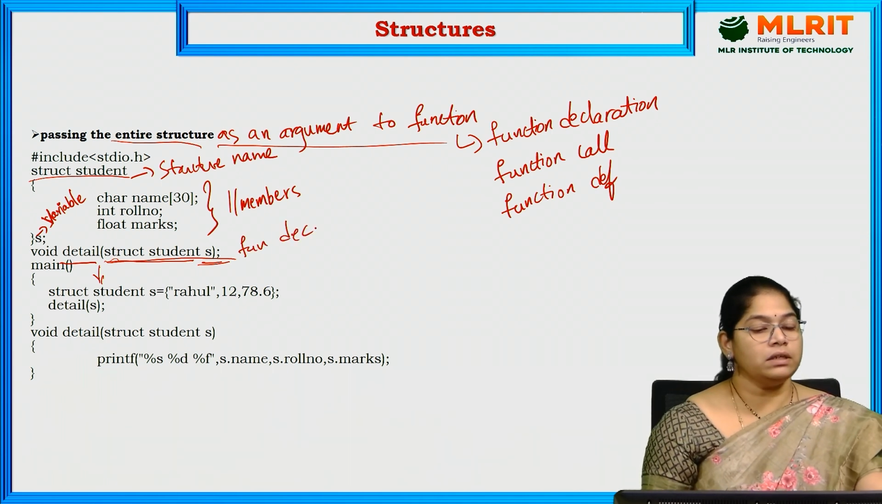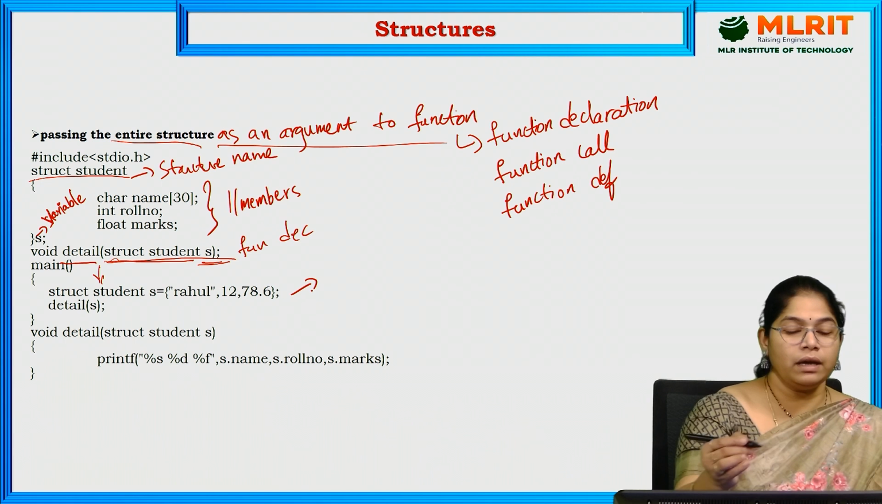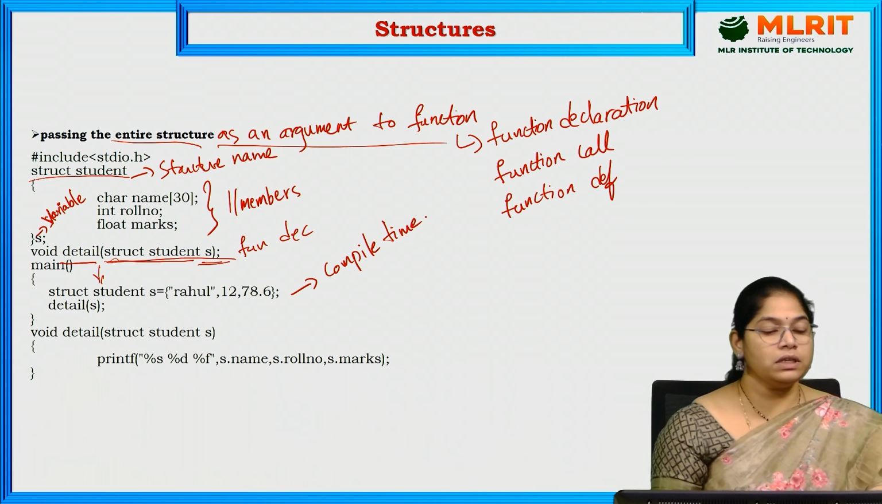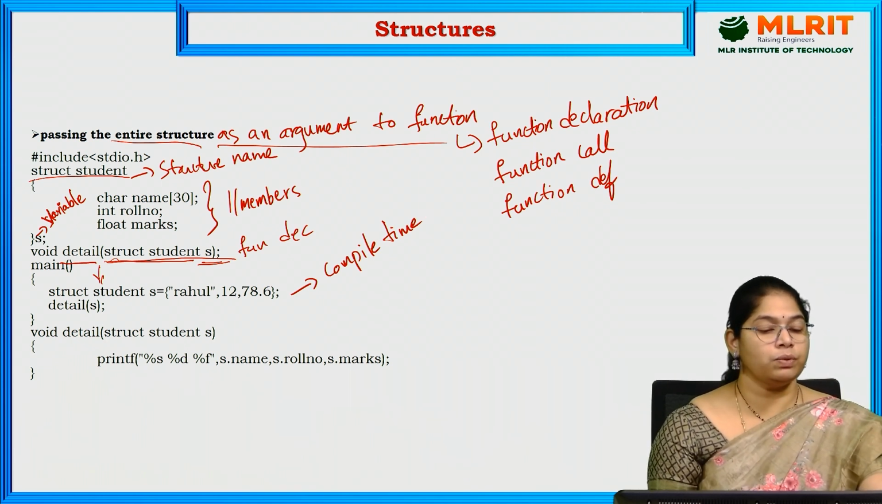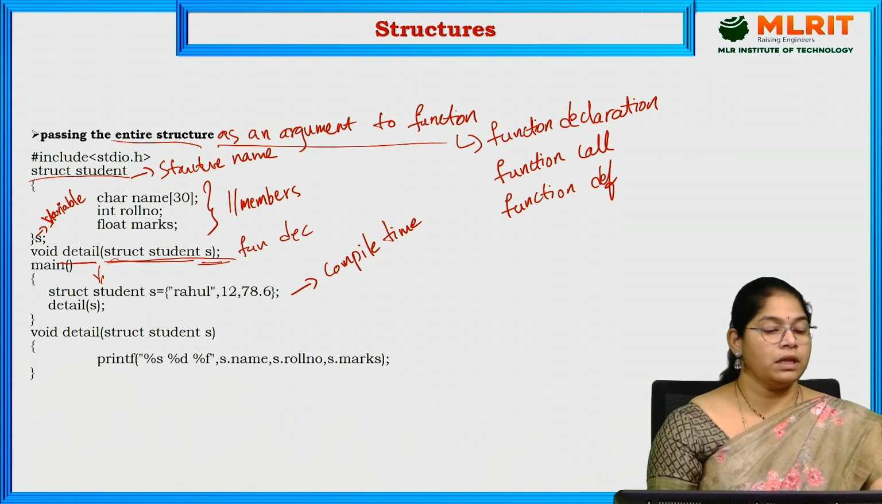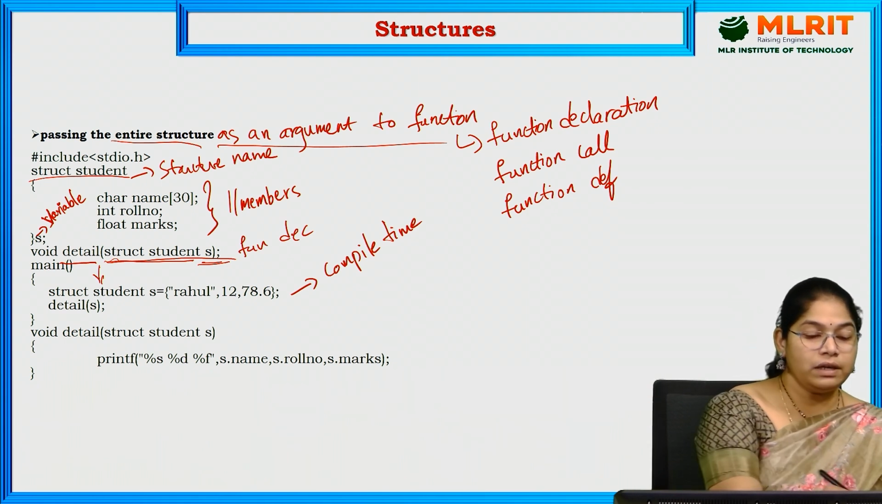Then struct student. I am taking again compile time initialization. Here only I am providing the values. So this becomes compile time initialization. Struct student s. So the name is Rahul, 1, 278.6. Then detail s, which is a function call.